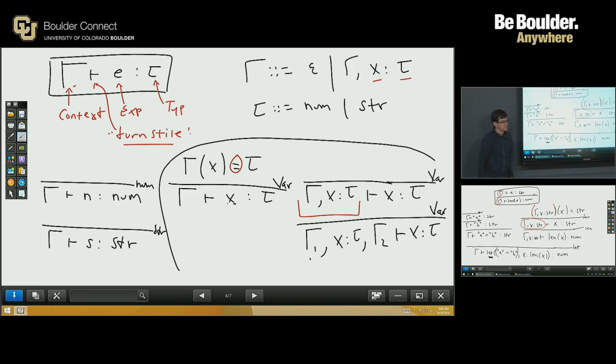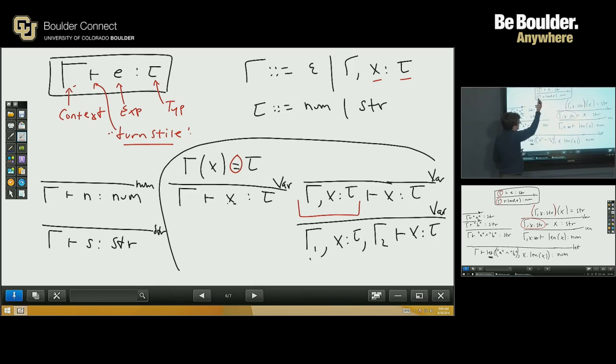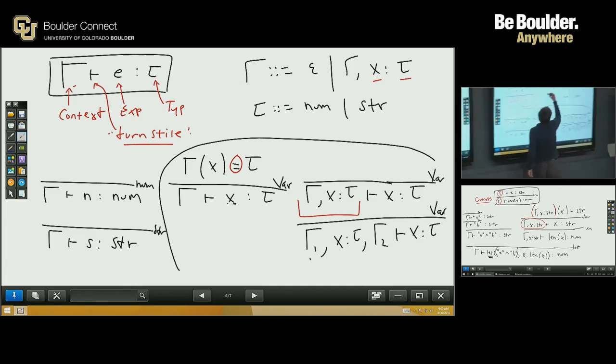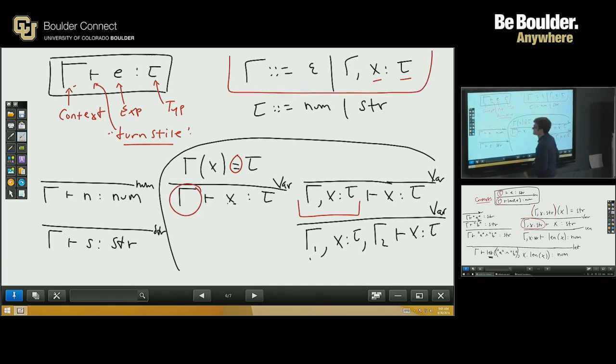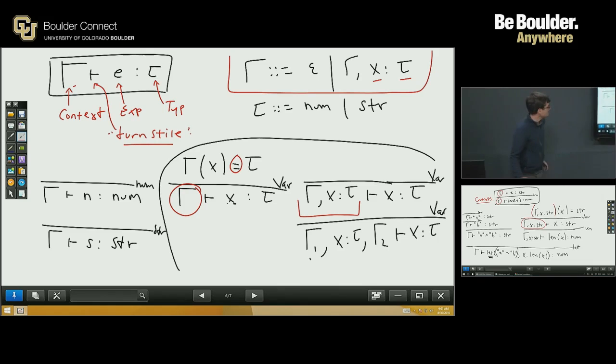Well, turnstiles were the thing next to that. Ah, thank you. I circled what I meant to say, but I meant to say these gamma contexts. Yeah, turnstiles are just inert symbols that don't have any structure to them. The contexts have this structure. Any other questions about the typing derivation?